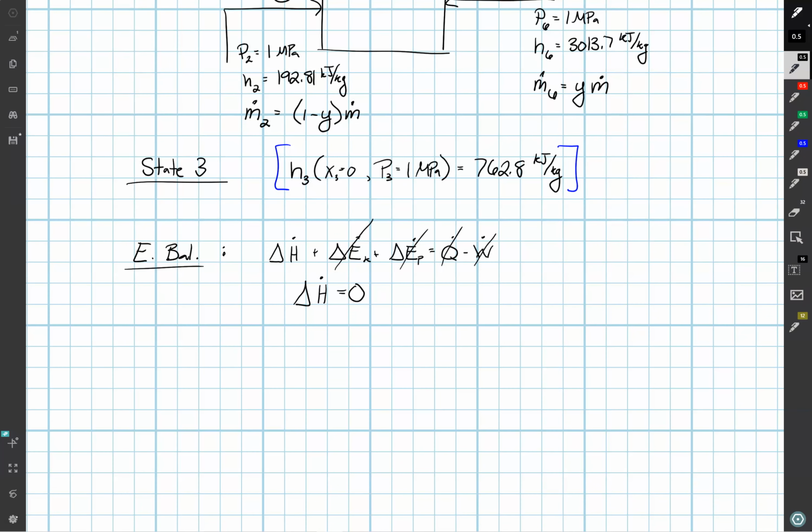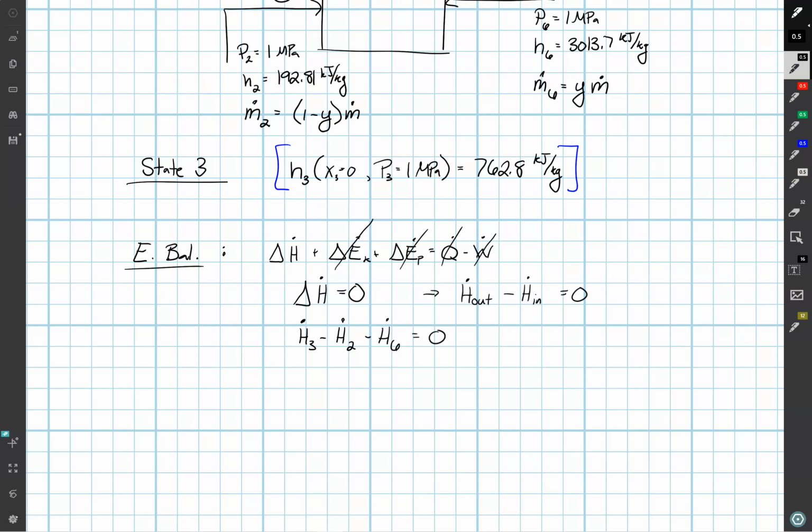Let's break that down a little bit more. Delta H is H out minus H in, all of the outs minus all of the ins. So we have a single out, which is H dot 3, and we have two ins, which is 2, and not a plus, a minus, H dot 6. So those are our two ins and our one out.